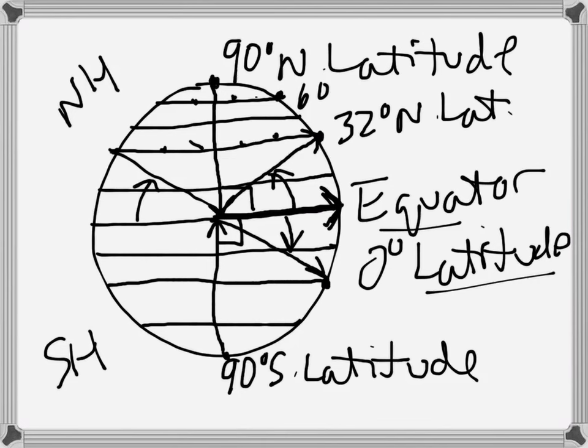Now here's my question for you. How do we know that San Diego, California is located at 32 degrees north latitude? Other than me telling you it's true, and other than us using, for example, a GPS, a global positioning system, to verify it, how in essence do we know that we are at 32 degrees north latitude? Well, there's a rather simple way to do this.